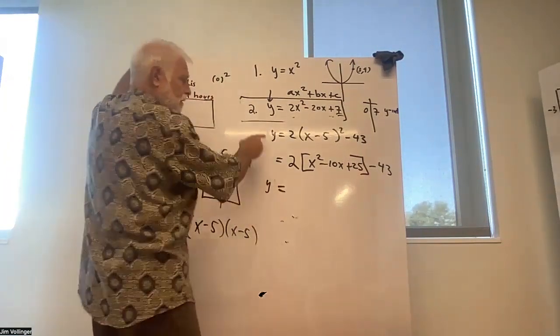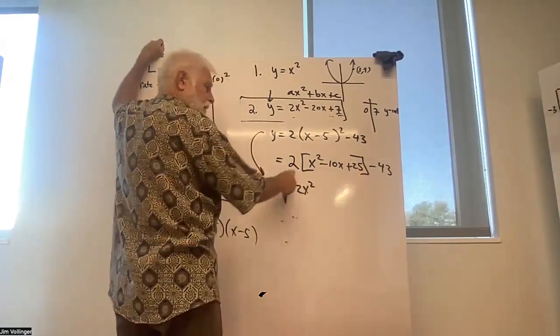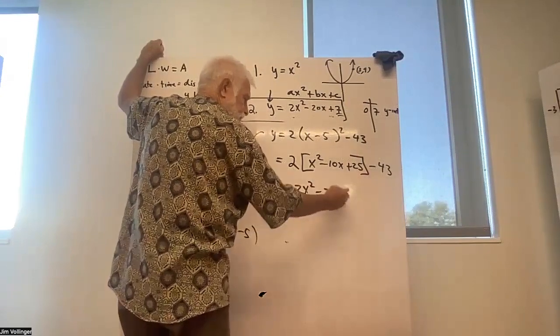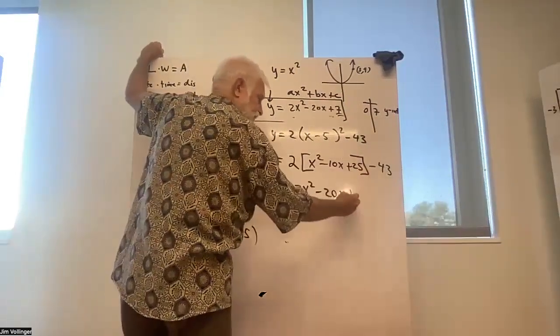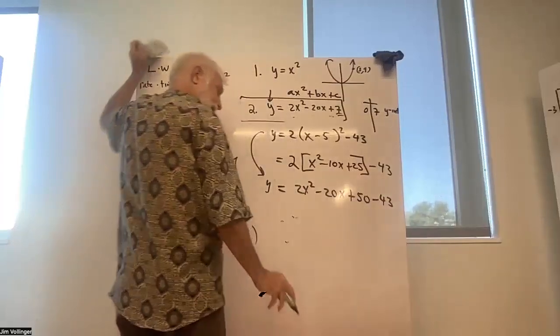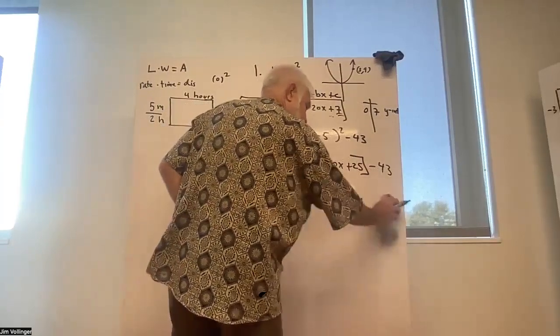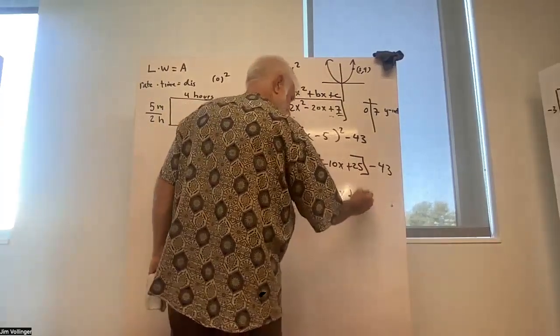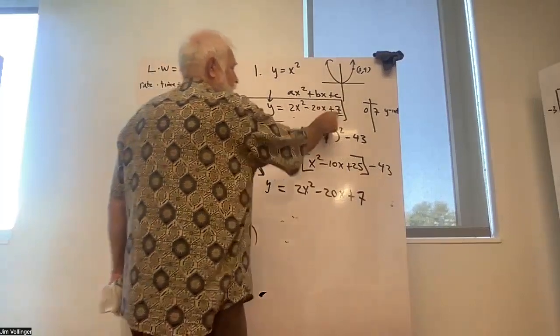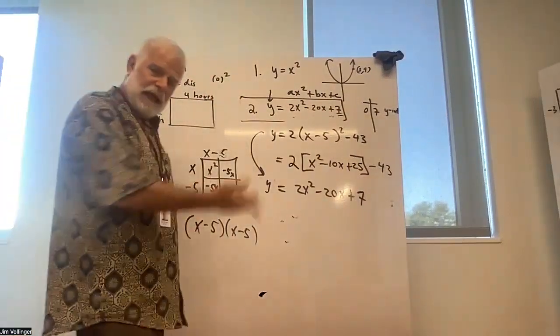Another way of writing this is y equals 2x squared minus 20x plus 50 minus 43. And I do believe I know what 50 minus 43 is. It's 7. Oh, yeah, that's what I started with. So that's just a skill. That's going to be on there.